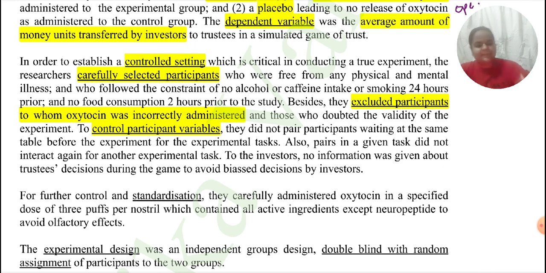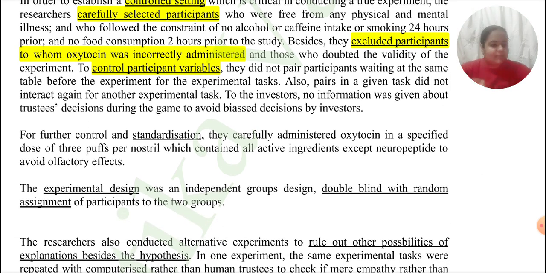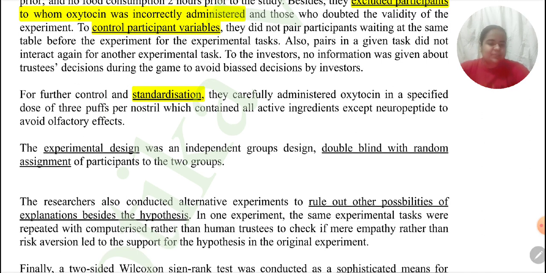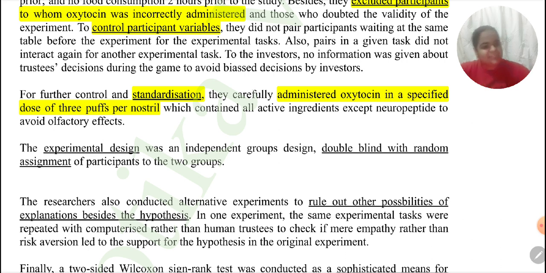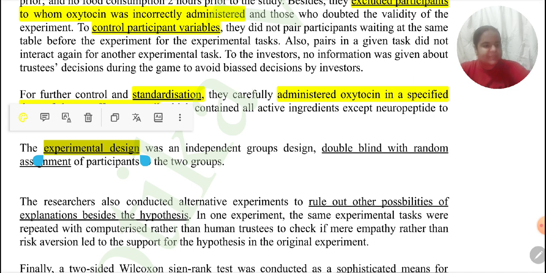That would also suffice. 2 or 3 controls are enough when we are pointing out that in a true experiment, controls have been maintained. Another very important feature of a true experiment is standardization. So in the Kosfeld study, the procedure was kept constant for all participants, that is, it was standardized, by administration of a very specific quantity of oxytocin to each and every participant. I have also specified the experimental design.